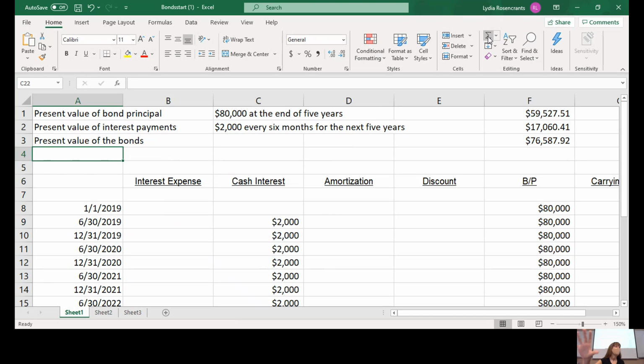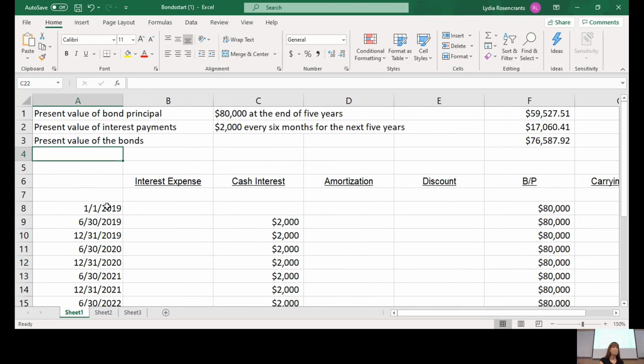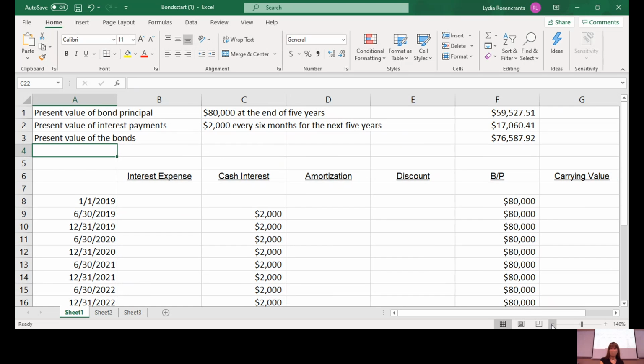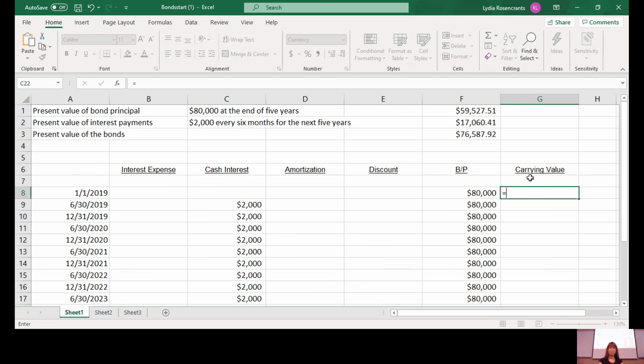Anything about that part that you need me to go back and redo? All right. So that, guys, is the carrying value of the bond on the date of issuance. The date of issuance was 1/1/2019, and on that date, the carrying value of the bond, and I'm just going to hit equals there, was that number right there.